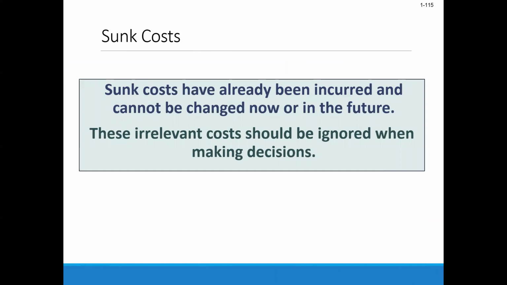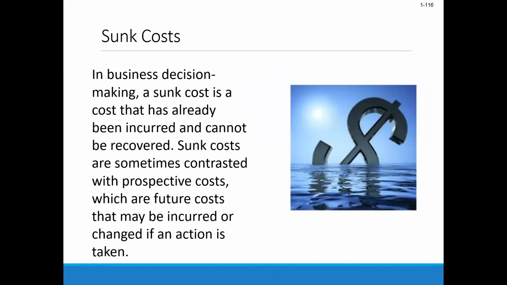Sunk costs have already been incurred and can't be changed now or in the future. These are irrelevant costs and should be ignored when making decisions because they're going to happen anyway. They happened. It already occurred. You can't change it. In business decision making, a sunk cost is a cost that's already been incurred and can't be recovered. Sunk costs are sometimes contrasted with prospective costs, which are future costs that may be incurred or changed if an action is taken.